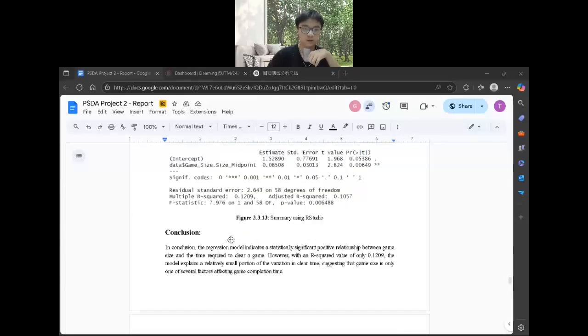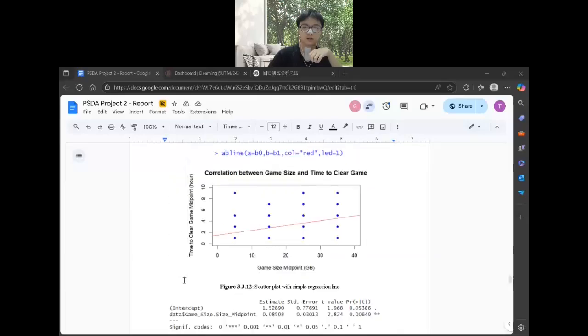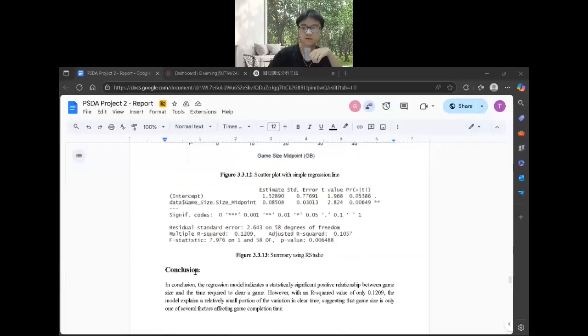So we can make a short conclusion. In conclusion, the regression model indicates a statistically significant positive relationship between game size and the time required to clear a game. However, with an R-squared value of only 0.12009, the model explains a relatively small portion of the variation in clear time. So it suggests that game size is only one of several factors that affect the game completion time. So this is all about the regression test.